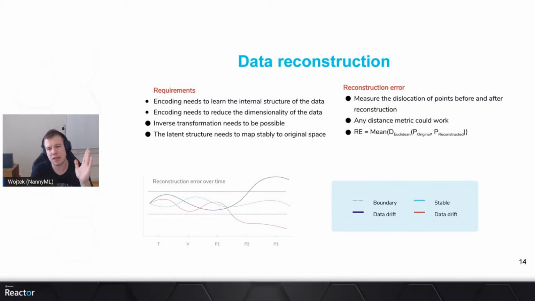So the original points and the reconstructed points. And then we're going to measure it with any distance metric. What we're using is the mean Euclidean distance between the original and the reconstructed point. So basically the simplest distance metric you could imagine. And then we're going to plot it over time. And what we'll see is that it's not going to start at 0, of course, because there needs to be some kind of loss there.